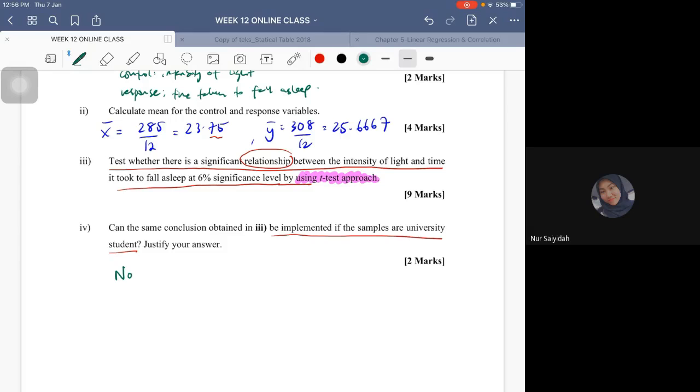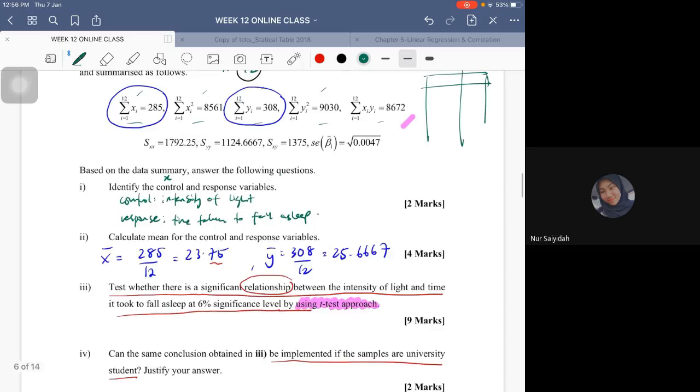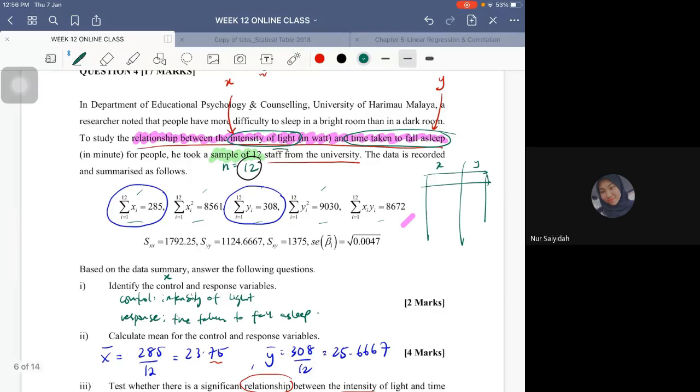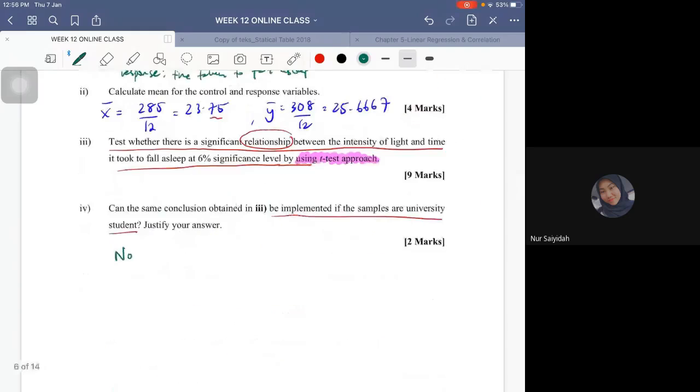I did mention this to you in the previous lecture. If our sample is in Malaysia and we conclude the same thing for people living in, for example, Saudi Arabia, that is not possible. You can only use the same conclusion for the same population. Here, our population is the university staff. Can we implement it to students?